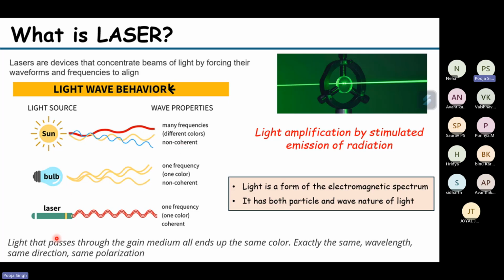So the light that passes through the gain medium all ends up with the same color. We will study what the gain medium is. Exactly, the laser will have the same wavelength, same direction, and the same polarization.